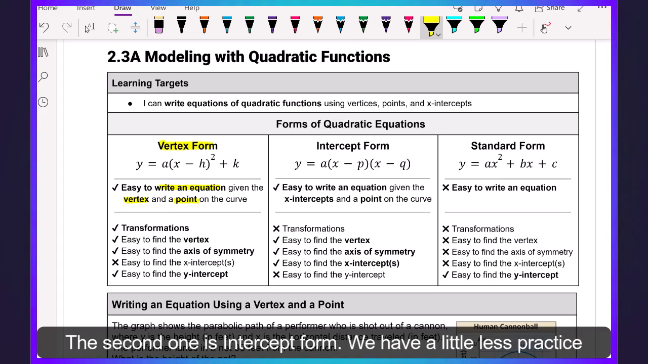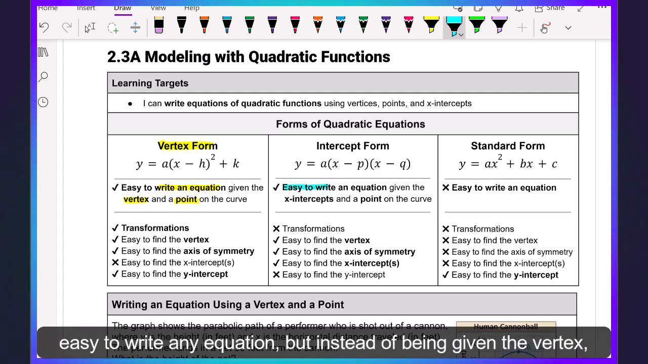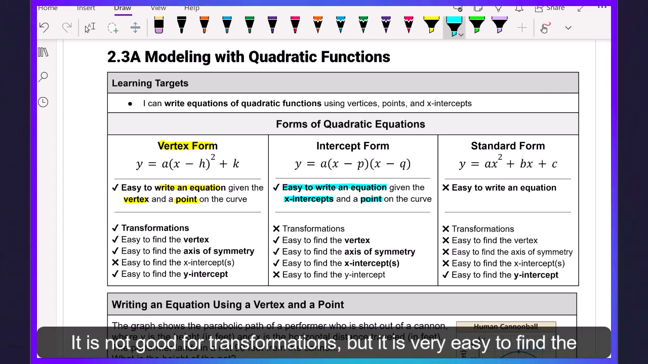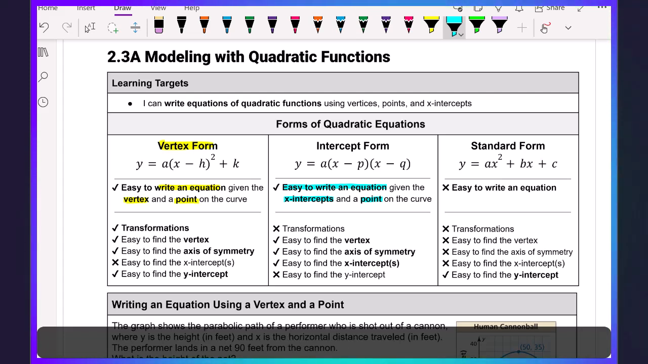The second one is intercept form. We have a little less practice with that one, so we'll get some more today. So intercept form is also easy to write an equation, but instead of being given the vertex, you will be given the x-intercepts and another point on the curve. It is not good for transformations, but it is very easy to find the vertex, the axis of symmetry, and the x-intercepts, but not the y-intercept.